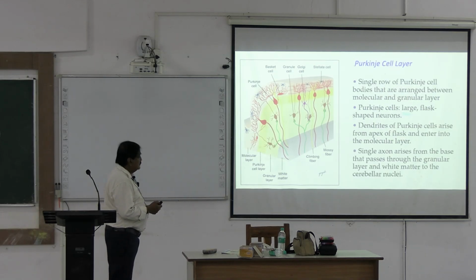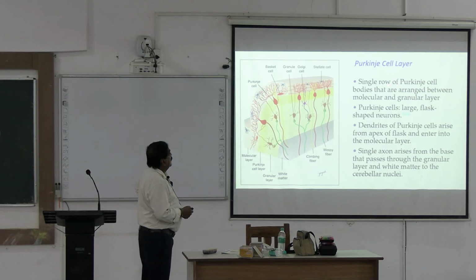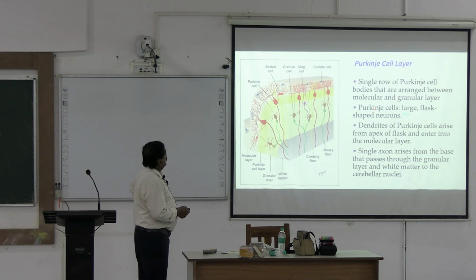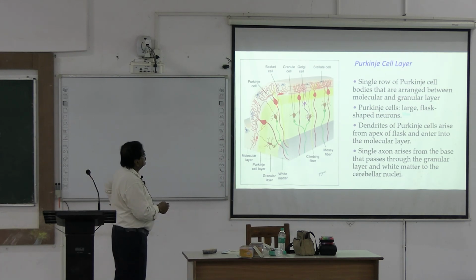Purkinje cell layer: a single row of Purkinje cell bodies arranged between the molecular and granular layers. These are the Purkinje cells. This is the molecular layer and this is the Purkinje layer. Here, basket cells. Now, dendrites of Purkinje cells arise from the apex of the flask and enter into the molecular layer.